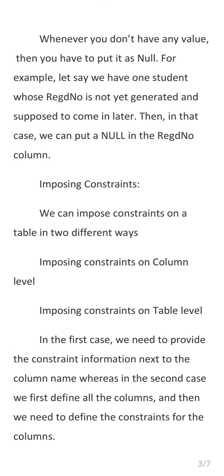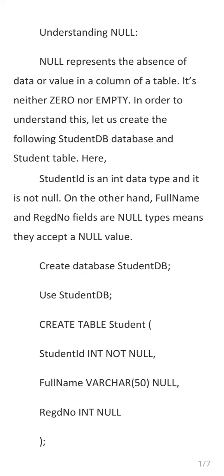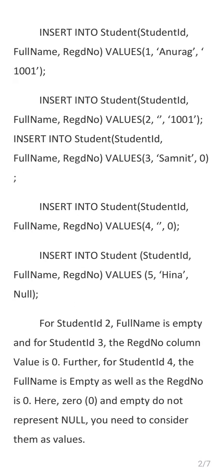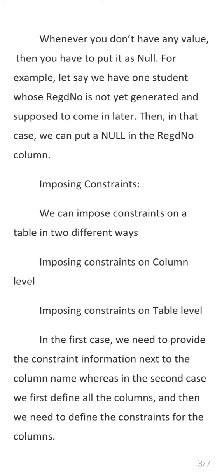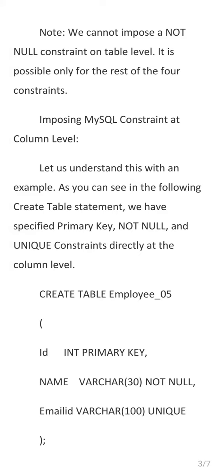In the first case, we need to provide the constraint information next to the column name. As we have seen here, next to the column name you can see the not null constraint. So this is at the column level. The other is imposing the constraint at the table level, where we first define all the columns and then define the constraint for those columns. We cannot impose a not null constraint at the table level. It is possible only for the rest of the four constraints.